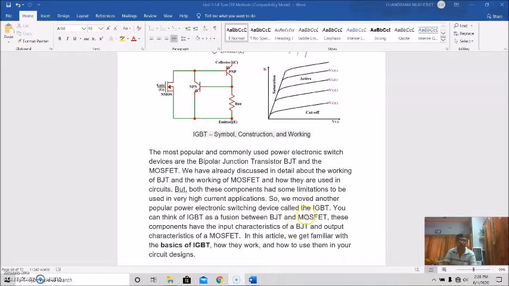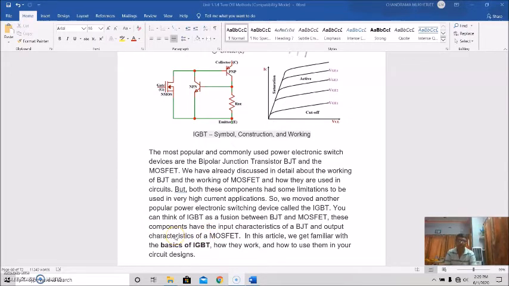So we move to another popular power electronic switching device called IGBT. Since we are talking about power electronics and drives, and since power electronics deals with large power to handle, the BJT and MOSFET which we studied in earlier semesters will not be of any use for high current applications. So we'll learn about IGBT.